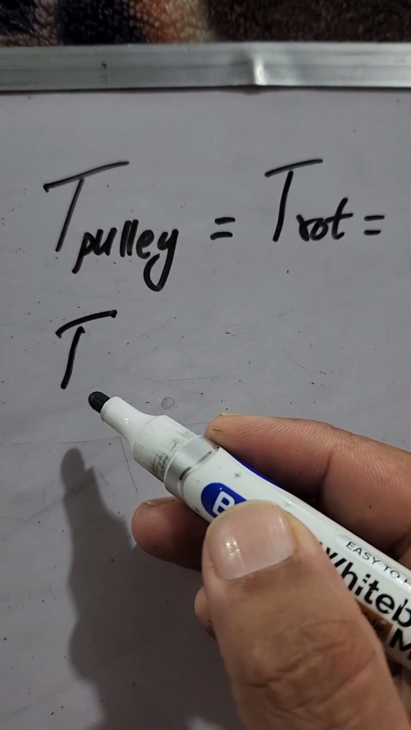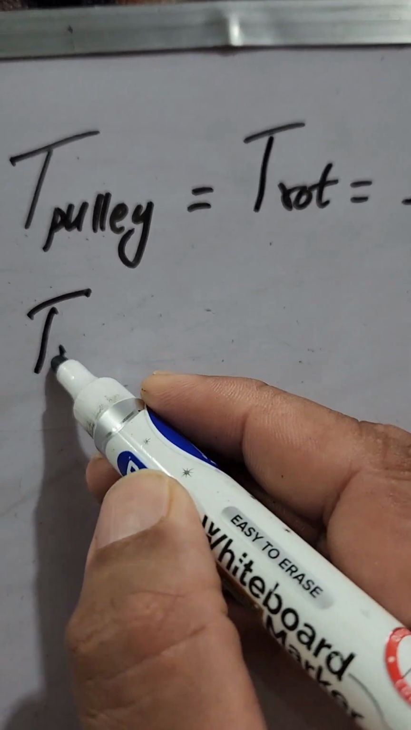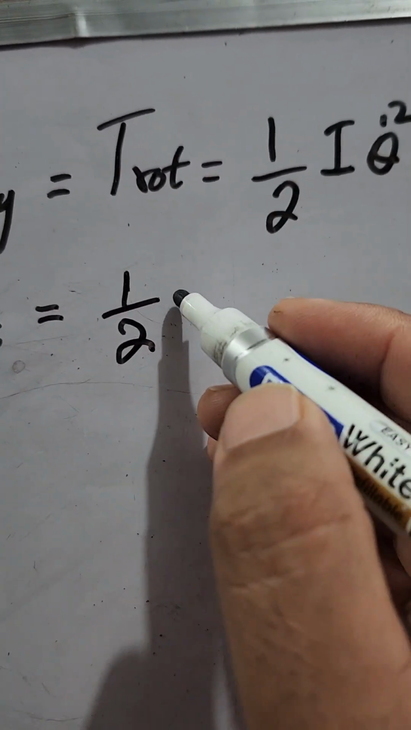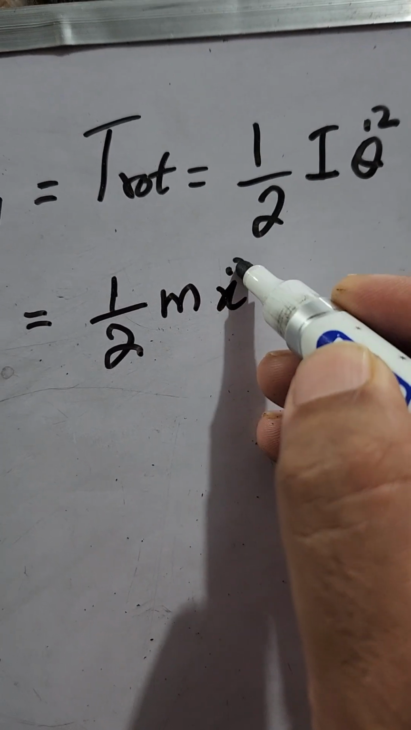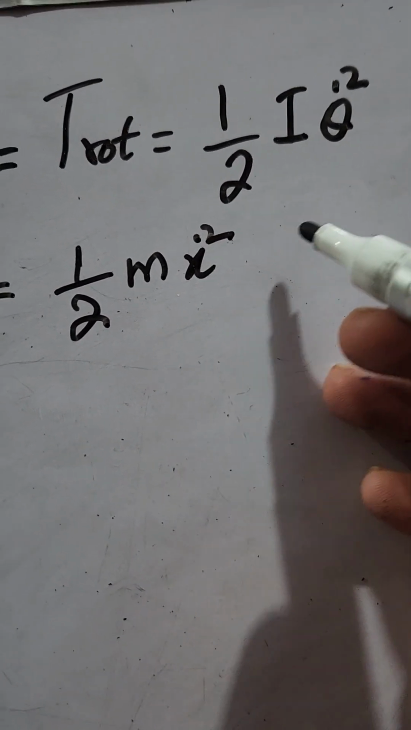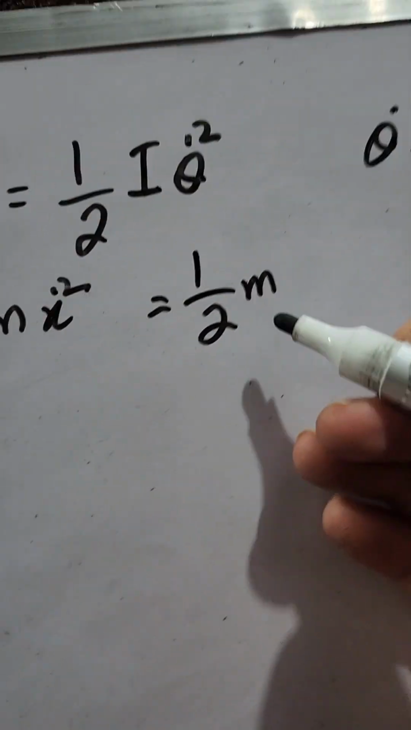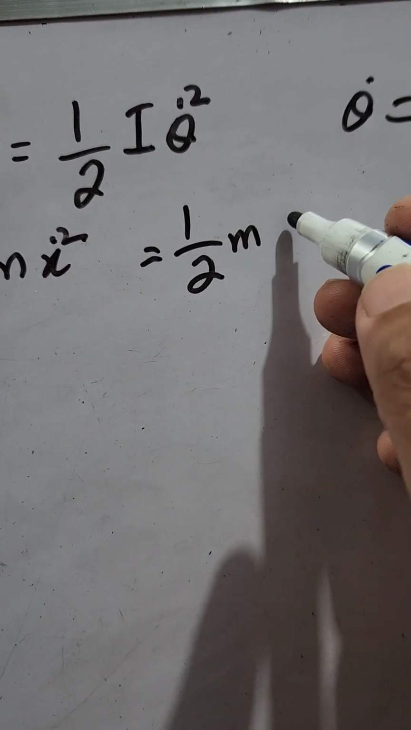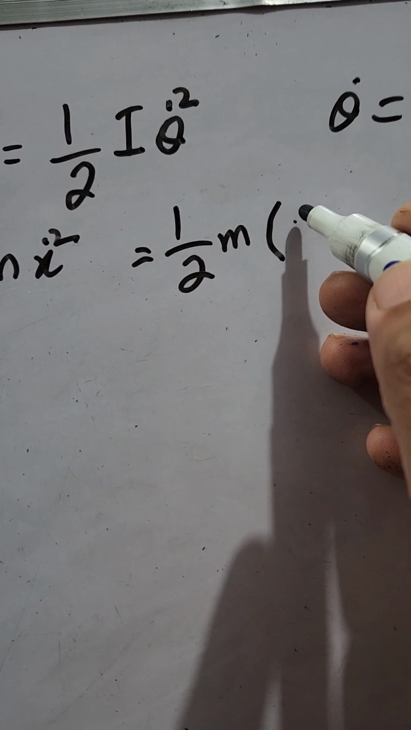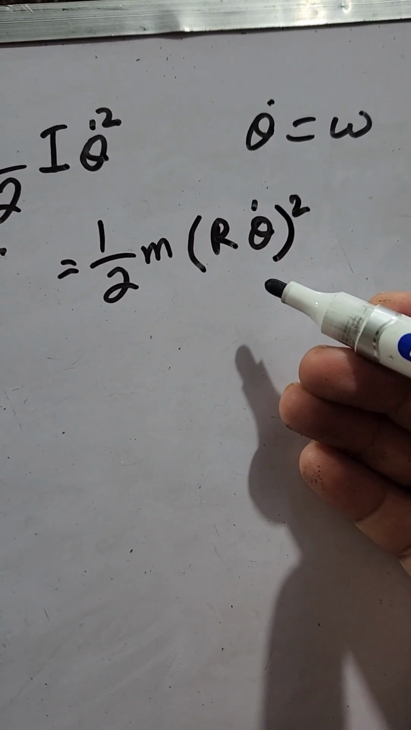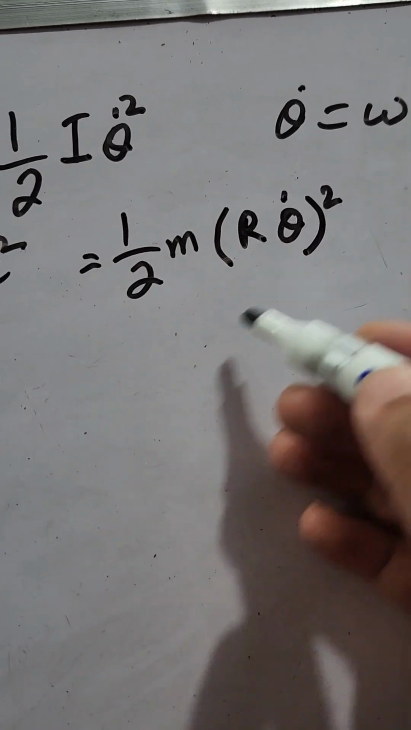Similarly, the kinetic energy of the bucket plus water mass, let us call it T mass, is half m x dot square, where x dot is the length of rope which is wound or unwound. As the rope moves in circles around the pulley, x is the arc length, equal to r theta, so x dot equals r theta dot, where r is the radius of the pulley and theta dot is omega.